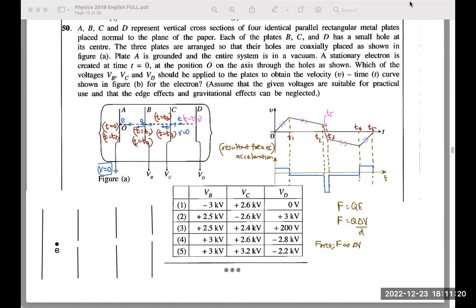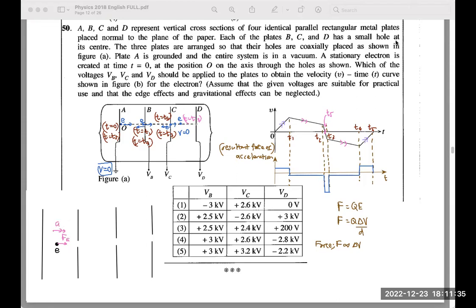The electron is definitely experiencing a force in which direction, people? Towards right or left? It is experiencing a force towards right. Why is that? Because it is accelerating. The electron is accelerating that way.